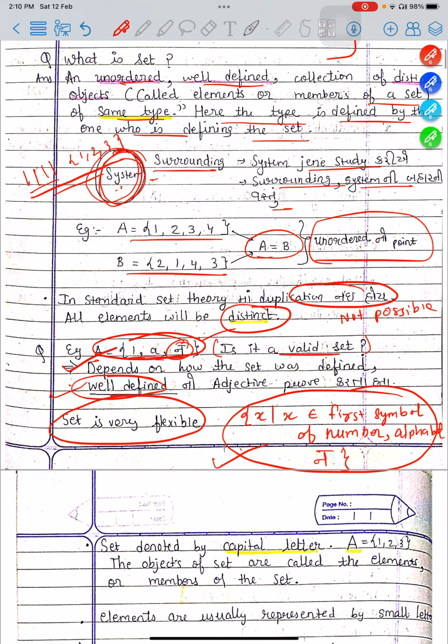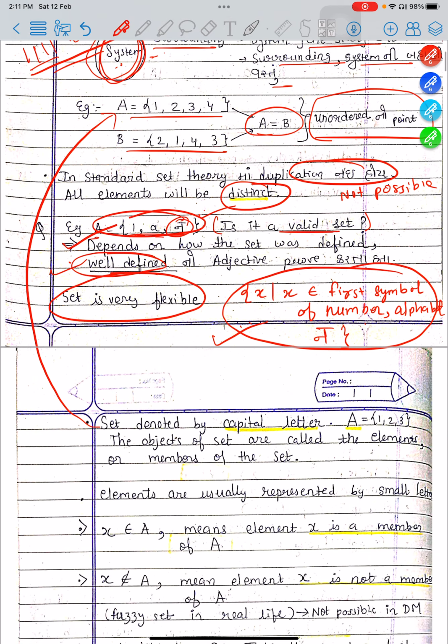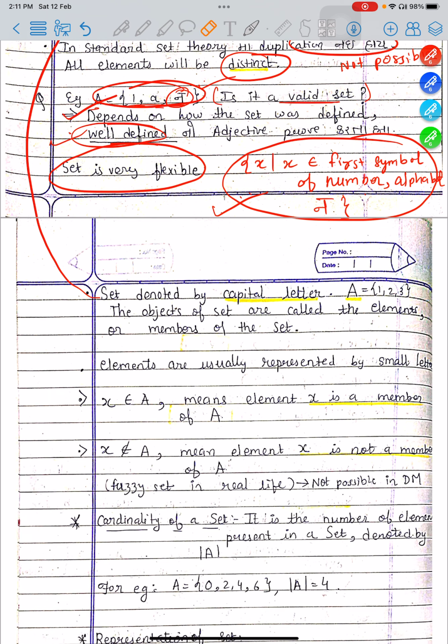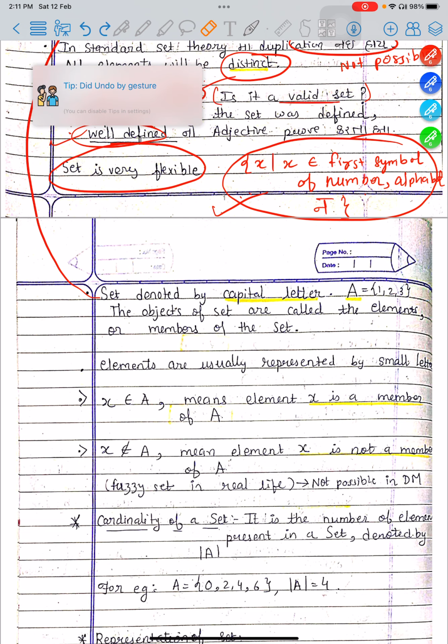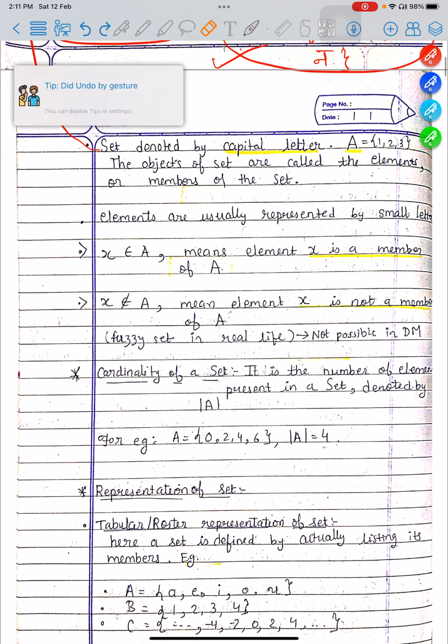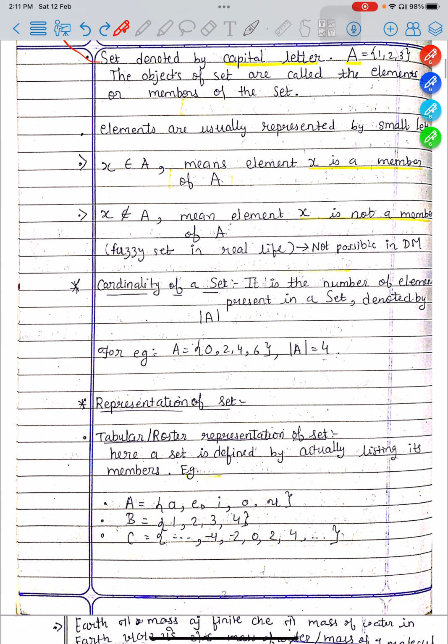A set is denoted by a capital letter, as we have previously seen, and the objects of a set are called the elements or members of the set. Elements are usually represented by small letters, and x belongs to A means x is a member of A. Remember this, important. This is the definition of belongs to. X does not belong to A means x is not a member of A.